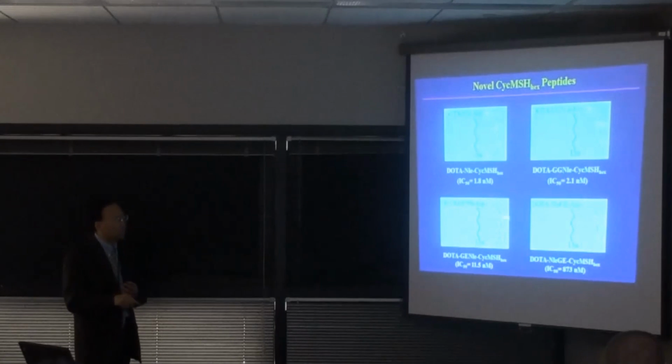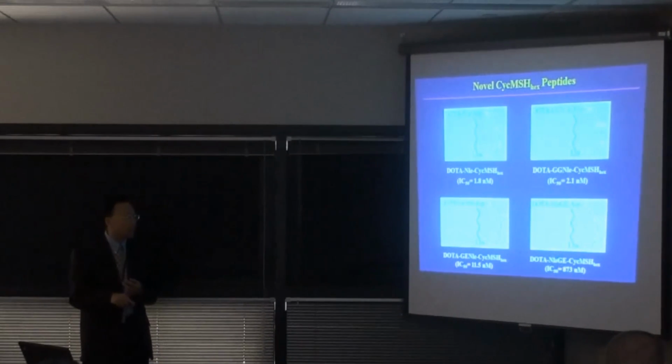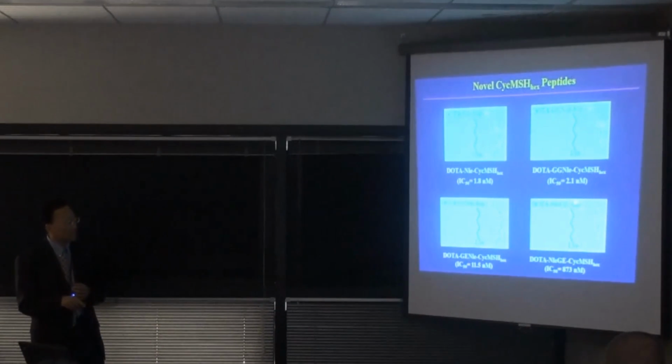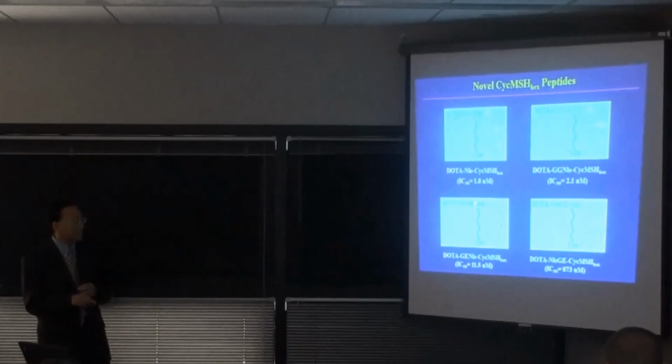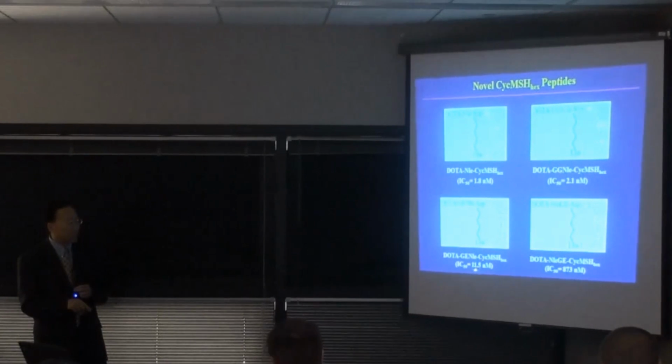So we synthesized two peptides and determined the IC50. It was interesting to see that it's actually not a good idea to insert the amino acid linker here to separate NLE and the cyclic moiety. Because if you did that, the binding affinity dropped to 873 nanomolar. But if you move the amino acid linker more towards the DOTA, then the binding affinity comes back to 11.5 nanomolar. Okay?